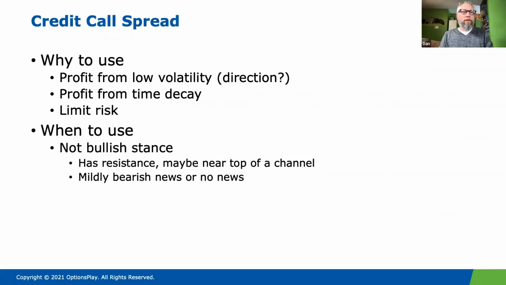So let's break both of these trades down. We'll start with the call credit spread. Why would we use a call credit spread? Well, because we want to profit from low volatility, right? Typically in a particular direction. In this case, we want to profit from the stock not rising very much. We'll talk more about that in a second. We want to profit from time passing while the stock is experiencing little volatility. And we want to do it in a limited risk sort of way.